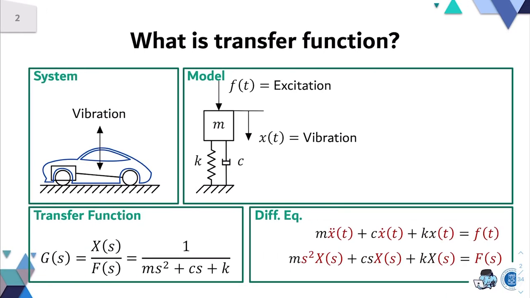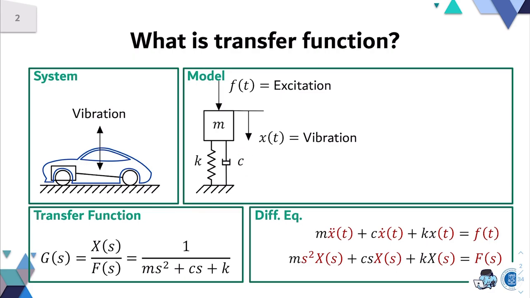Let's start with what is transfer function. Consider a dynamic system which is a car that is vibrating in vertical direction due to the excitation of the engine. This system is modeled as a mass that is suspended by a spring with constant of K and a damper with constant of C.